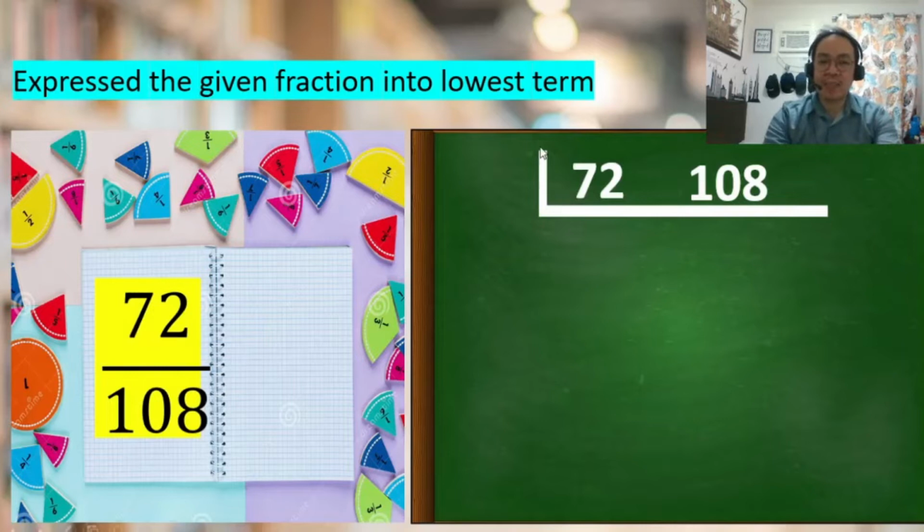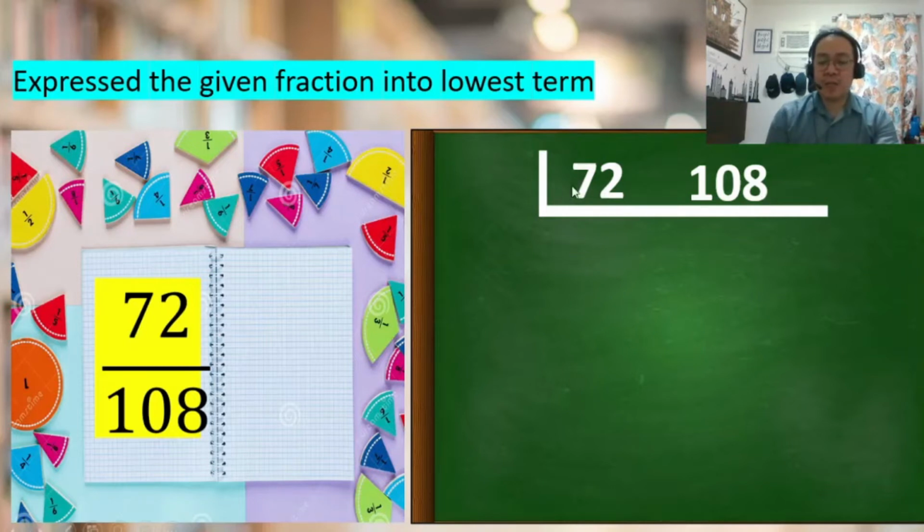Inverted kasi pabaliktad siya, di ba? Pag nagdi-divide tayo, pag ganyan, nasa taas ito. Ito, inverted. Ngayon, kung nahihirapan kayong gumamit ng malaking number, we can use a smaller number. So, this time, try to think of a number that 72 and 108 are both divisible by.